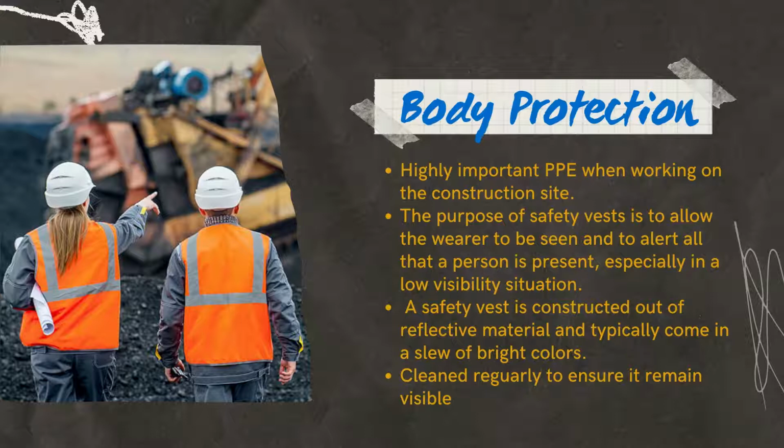Okay, next we're going to take a look at the body protection. This is a highly important PPE, or personal protective equipment, when working on the construction site. The purpose of safety vests is to allow the wearer to be seen and to alert all that a person is present, especially in a low visibility situation. A safety vest is constructed out of reflective material and typically comes in a slew of bright colors.